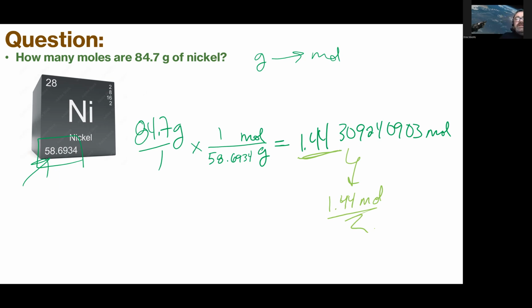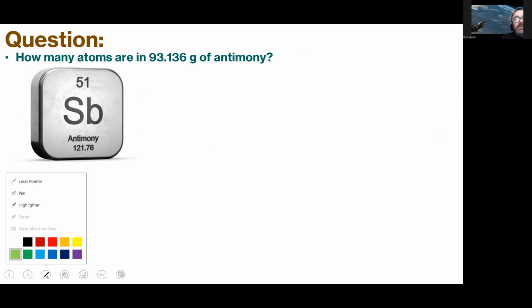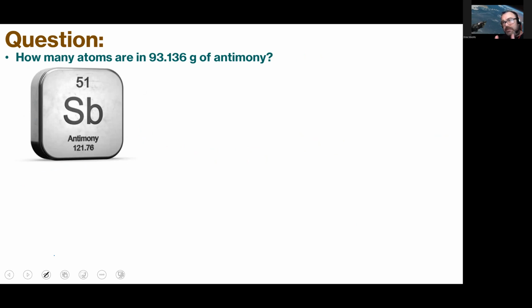All right, let's tackle another one of these. How many atoms do we have in 93.136 grams of antimony? Okay, we're going to do the same kind of idea. We're going to have to do an extra step because we're looking for atoms now, remembering that we can't go from grams to atoms directly. We have to go through moles. So we're going to go grams at the start to moles to atoms, right? This is going to be our molar mass. This is going to be Avogadro's number.